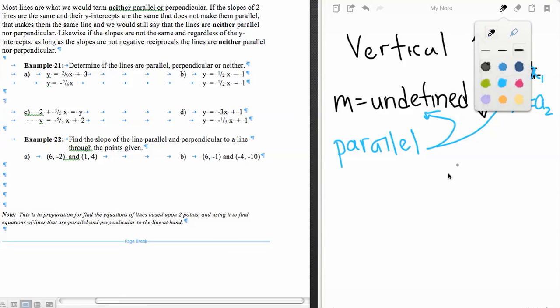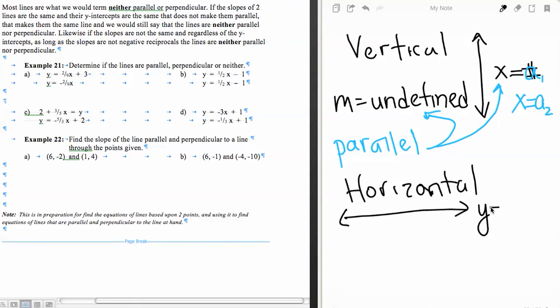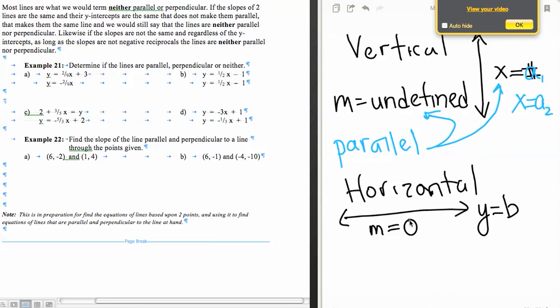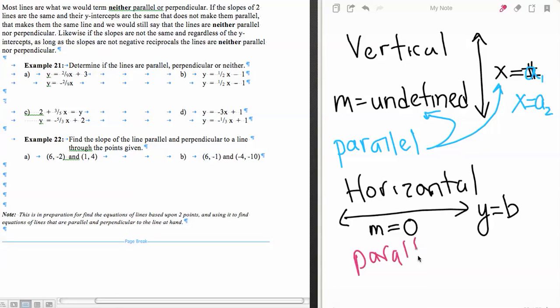Now on our horizontal lines, a horizontal line, remember, is one that goes left to right, like the horizon. And so horizontal lines like this, they have y equals some b, and they have slopes that are equal to 0. And so if we want parallel lines to one of those, then parallel is another one that is going to be the same slope. So the slope will be this, and a parallel line would be y equal to some b1.